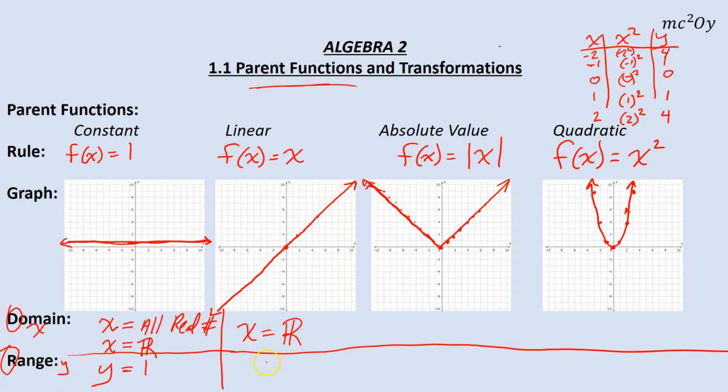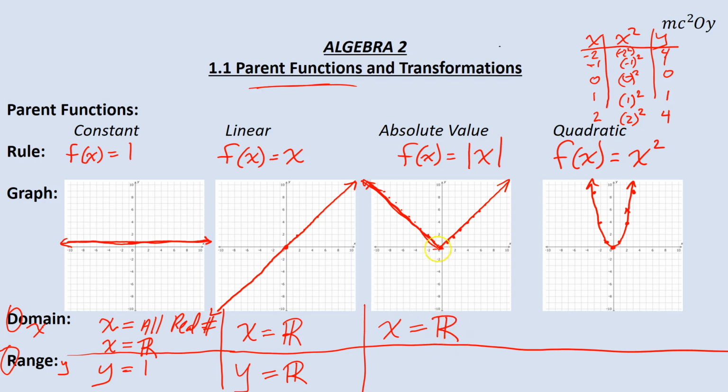Down here for Y, notice my graph is extending upward forever as well, and downward forever. So that's also all real numbers. In absolute value, X starts here at 0 and goes this way forever. So it's going out this way forever and going this way forever. So X is also equal, once again, to all real numbers here.